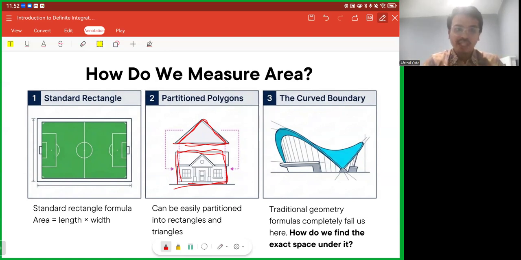Now look at this modern building with a beautiful sweeping curved roof. How do we calculate the exact area underneath the curve? Standard geometry formulas fail us here. So what's our solution?